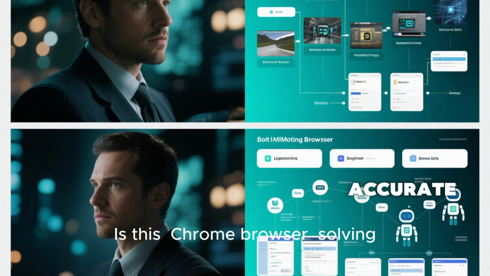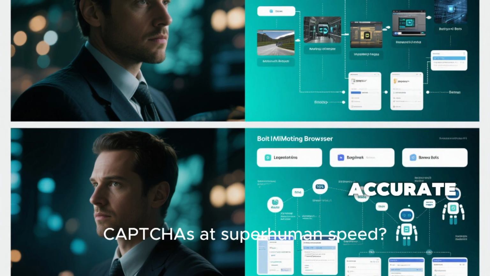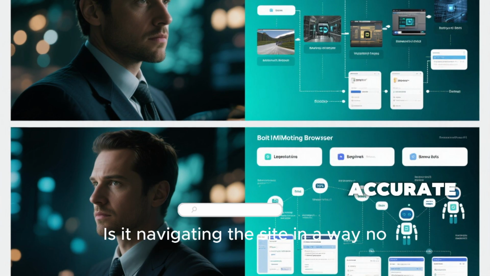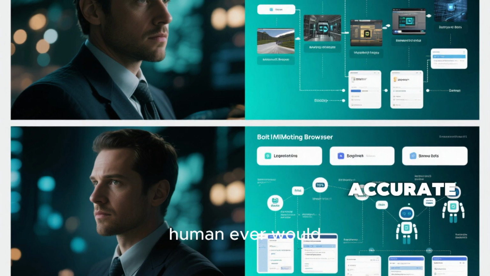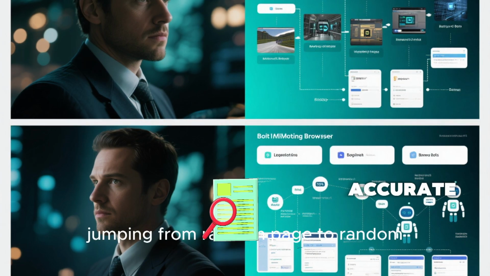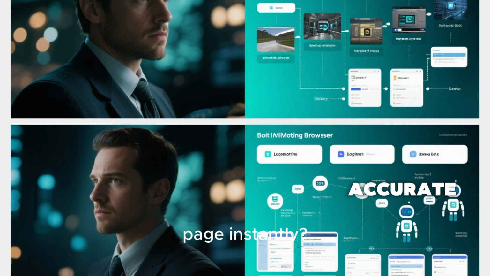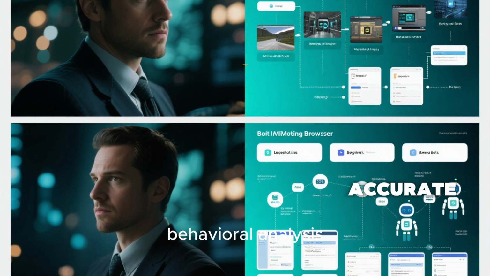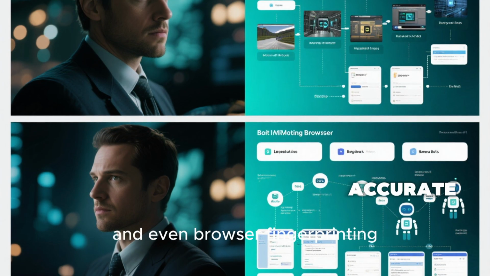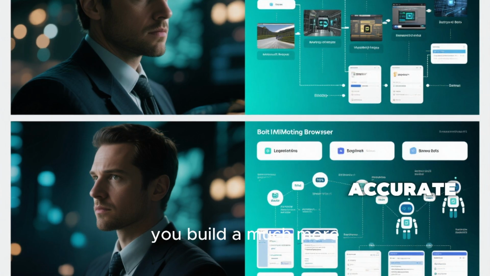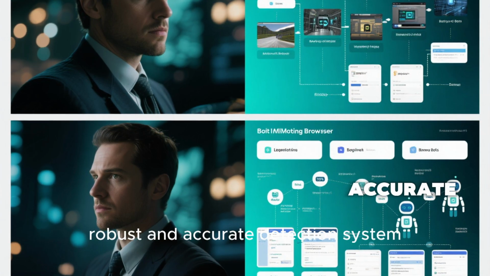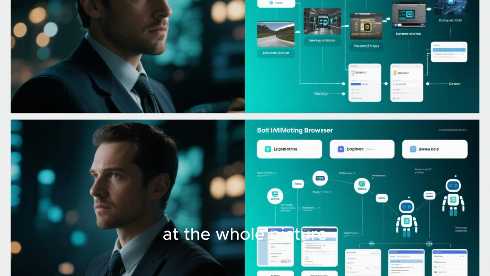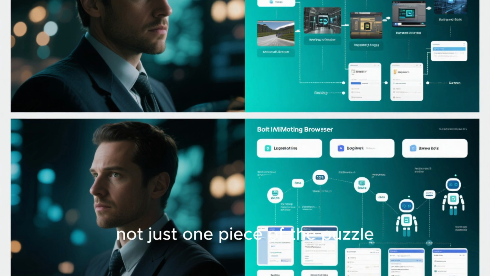Is this Chrome browser solving CAPTCHAs at superhuman speed? Is it navigating the site in a way no human ever would, jumping from random page to random page instantly? By combining user agent analysis with IP reputation, behavioral analysis, and even browser fingerprinting, you build a much more robust and accurate detection system. It's about looking at the whole picture, not just one piece of the puzzle.